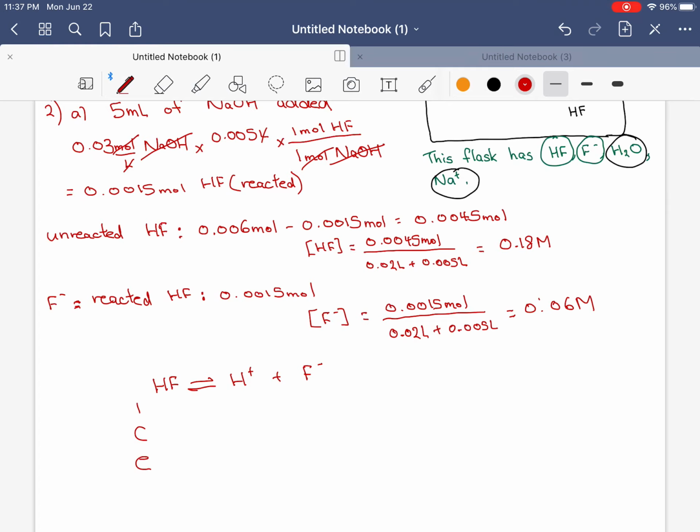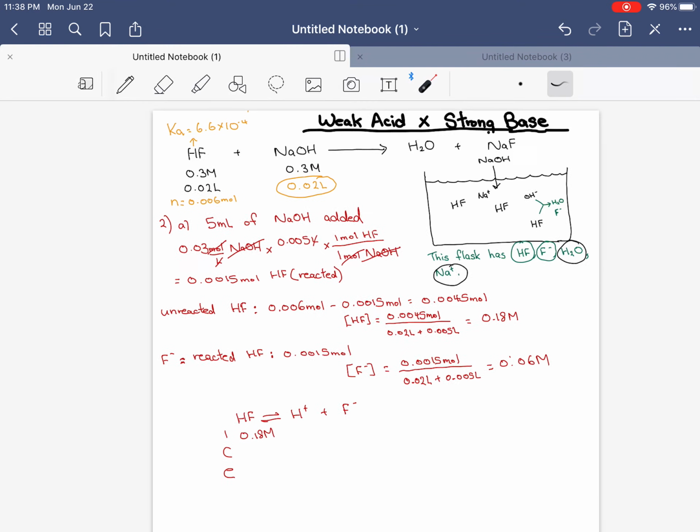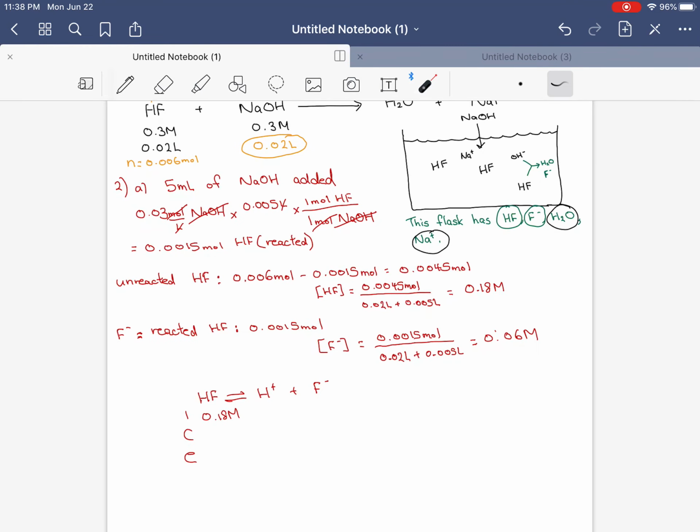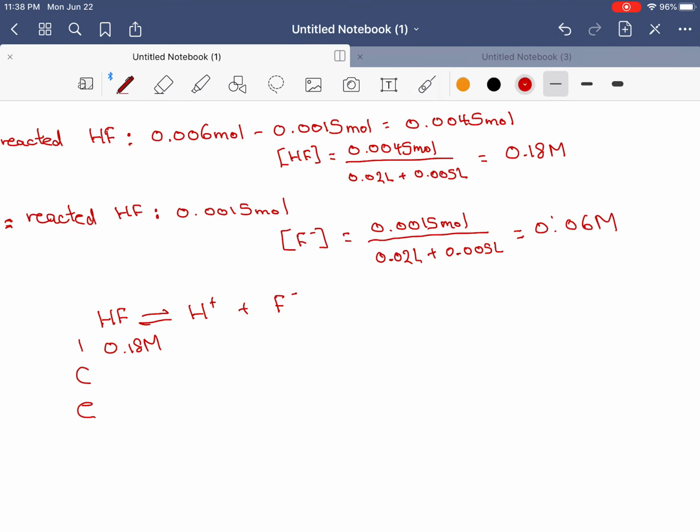Okay, so initially we have 0.18 molar of HF. How do we know that? We calculated that because we know how much was reacted, and we subtract that by how much was there originally. And then once we got them all, we divide that by the total volume to come up with 0.18. So that's the concentration of HF. Okay, it was 0.3. After adding this, now it drops to 0.18. Makes perfect sense. H is 0.